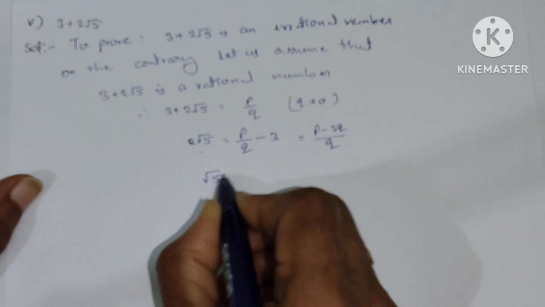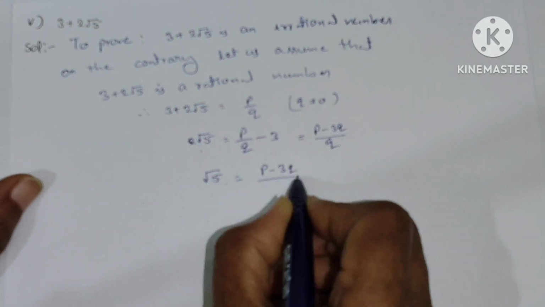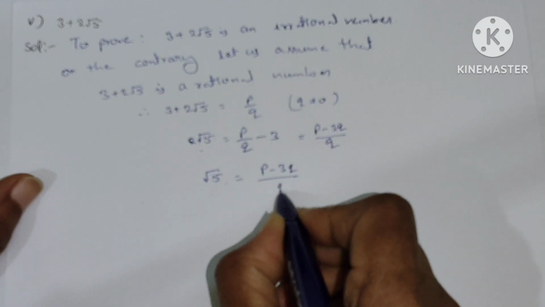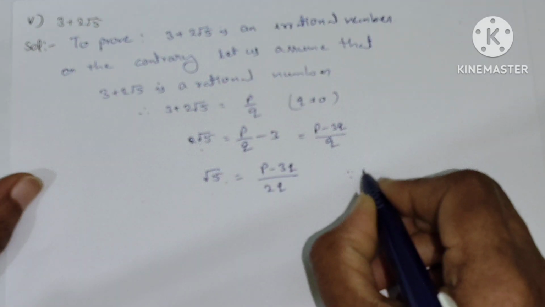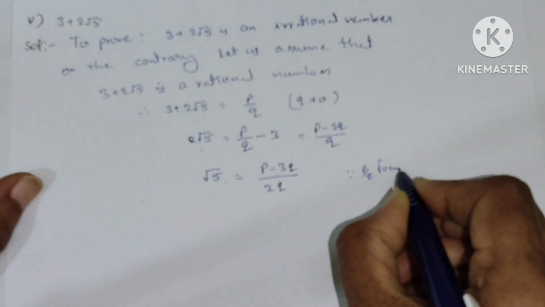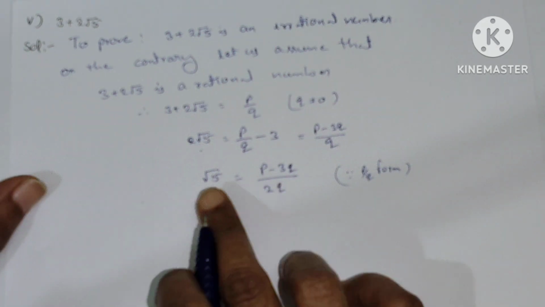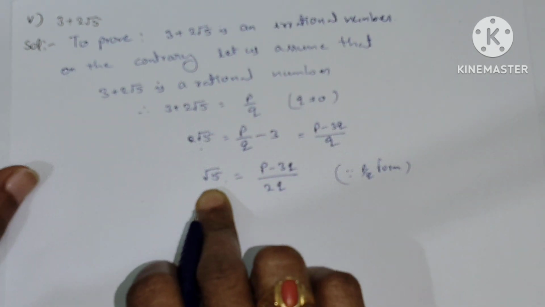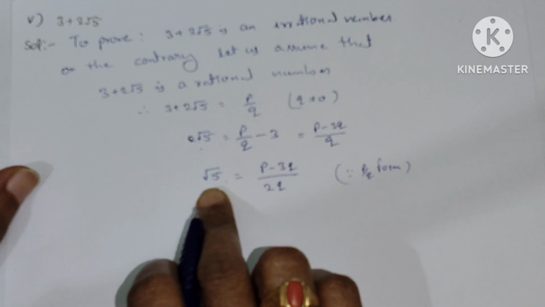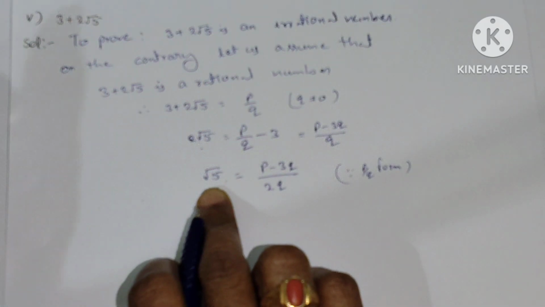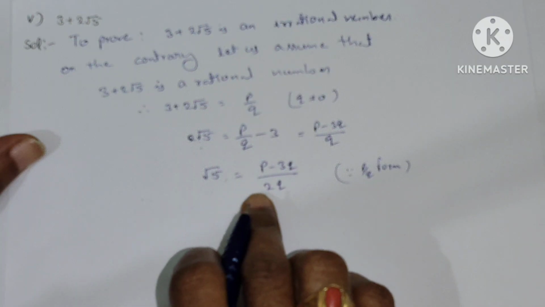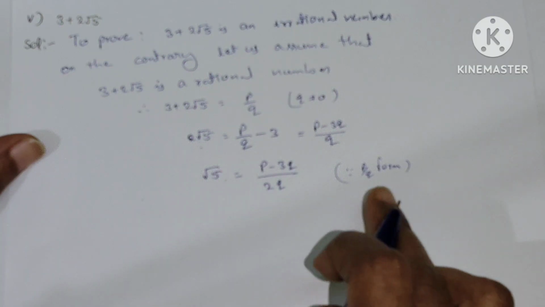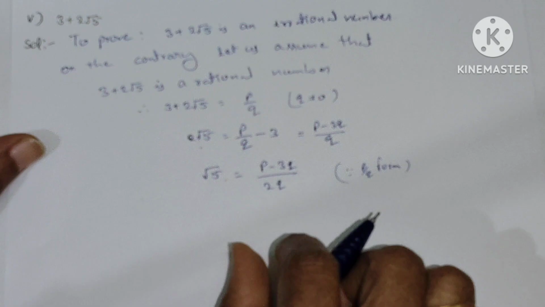So root 5 equals (p minus q) by... here 2 carry to the right-hand side, here divided by q. So this is the complete p by q form. P by q form means here root 5 is a rational number. But already we know the fact that root 5 is an irrational number. So our answer, p by q form, is a rational number. So that is the contradiction.